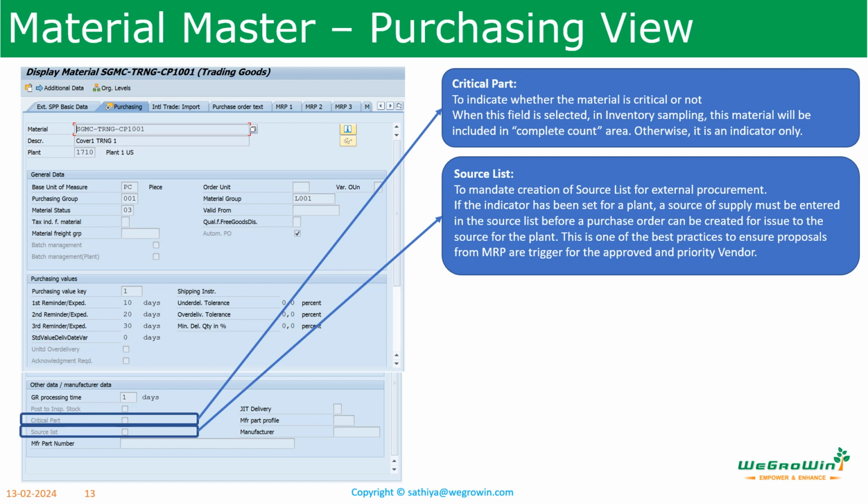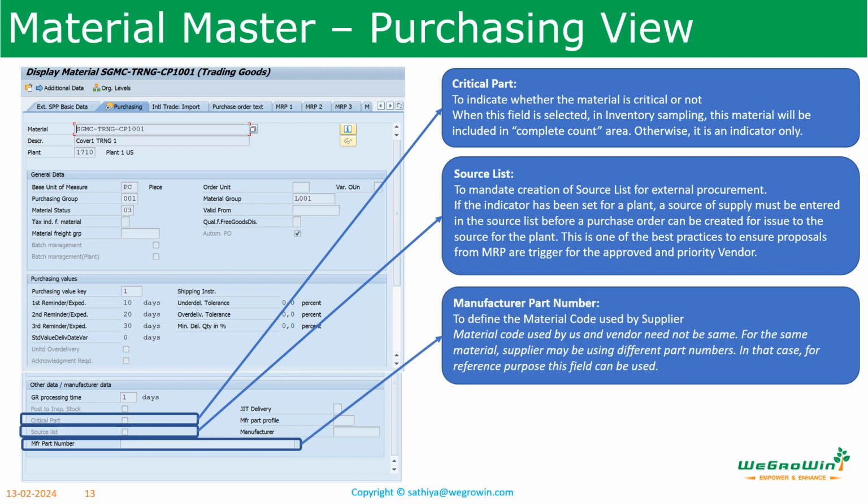This is good practice. It is a good practice to enter this source list as mandatory because we can then trigger the system to select the right supplier, or the approved supplier, or the routine preferred supplier, even if the material has 2 or 3 suppliers defined in the source list. So it is better to define the source list here.